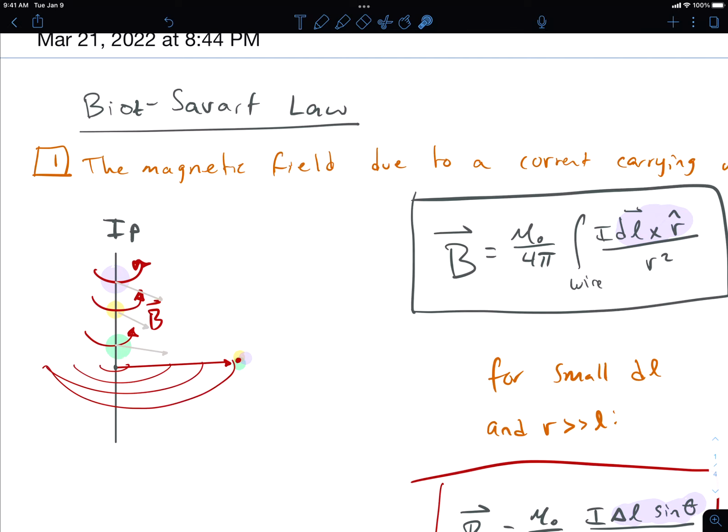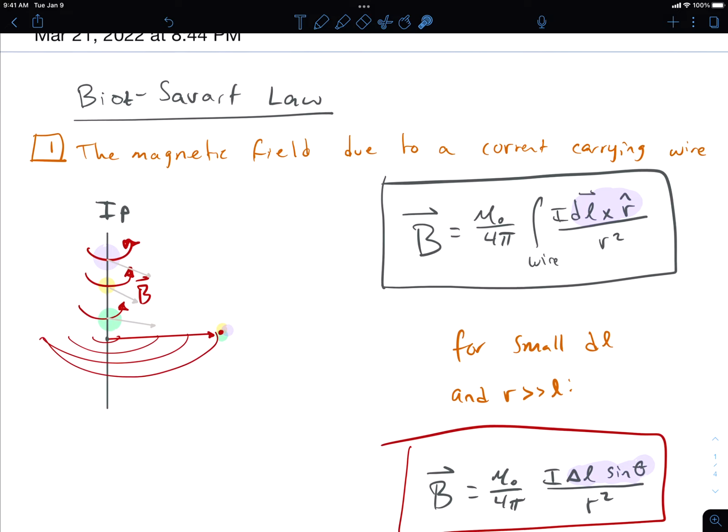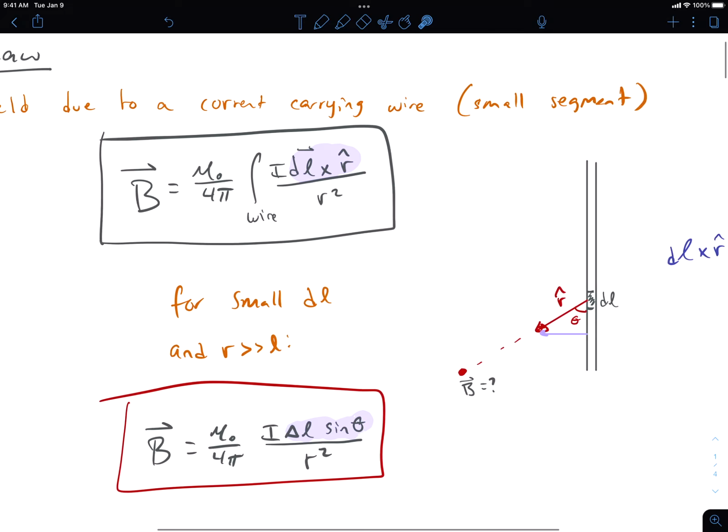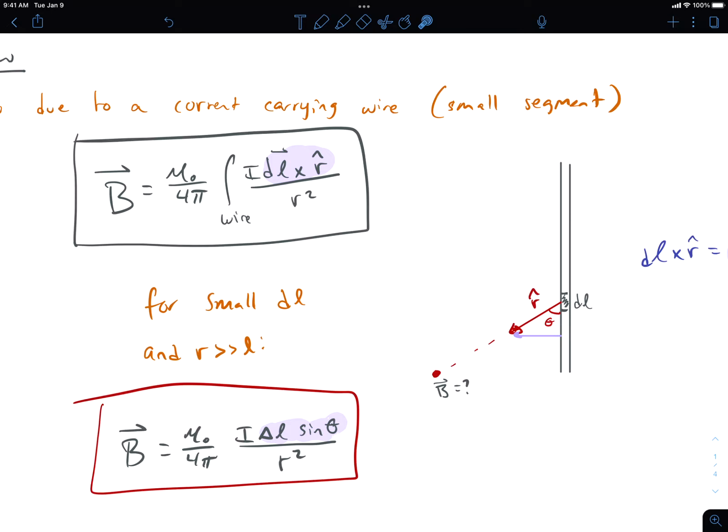So we're going to create three different scenarios where we're going to inspect what this formula will tell us. The first one is the simplest. What we're going to do is say that our distance is very far away compared to the length of wire. And what this does is we're only looking at one small segment, and we're looking at something very far away. So we're basically going to reduce this down into like a single point, right?